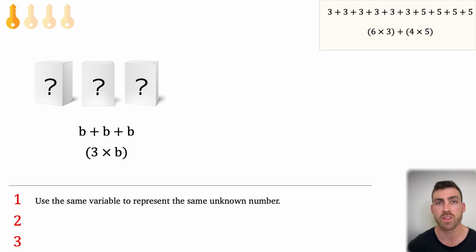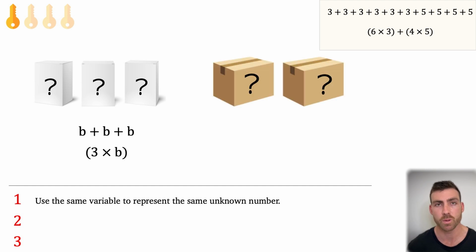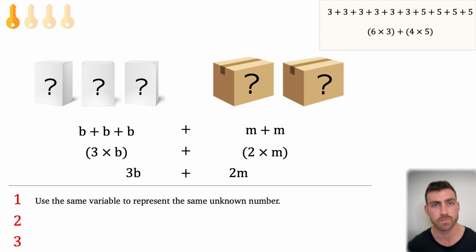Now let's imagine I then introduce 2 new mega boxes. Both have the same unknown number. However, they have more chocolates than the first 3 boxes. In other words, a different unknown number compared to the first boxes. So we need to use a different variable. Let's say M, giving us M plus M. We can collect them, making it 2M. We stop at 3B plus 2M. We can't collect them any further because they are different unknown numbers.